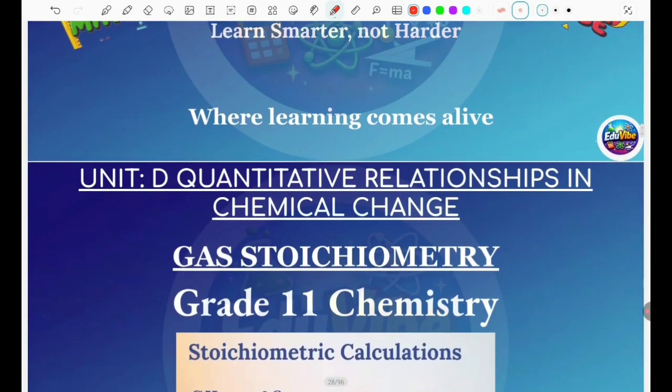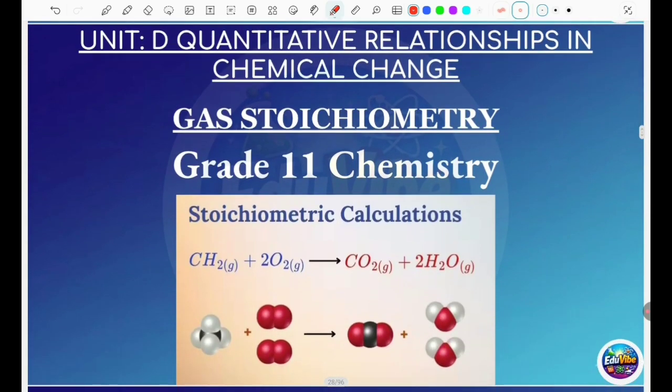In today's lesson, we're doing the next topic of the last unit of grade 11 chemistry, which is unit D. We are doing gas stoichiometry. This is the second stoichiometry, and we already did gravimetric stoichiometry, which is the same as when we're doing the volume and concentration thing with the required coefficient and given coefficient. And in this, we are using the ideal gas law.